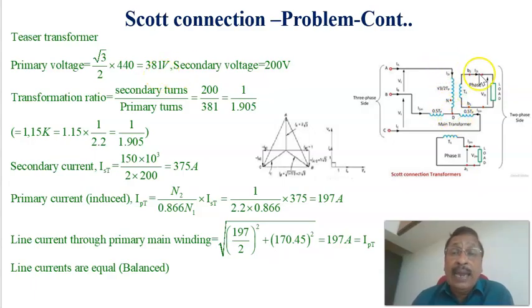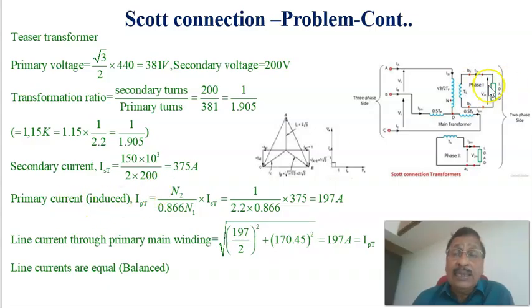transformer. And here the voltage is equal to 200. Therefore, the turns ratio is given by 200 divided by 381, which is equal to 1 by 1.905, the turns ratio of the teaser transformer. And that is also equal to 1.15 K times. Therefore, the secondary current, as we have already seen, is equal to 375 amperes: 150 into 10 raised to 3 divided by 2 into 200. Therefore, 375 ampere is the current through the teaser secondary.